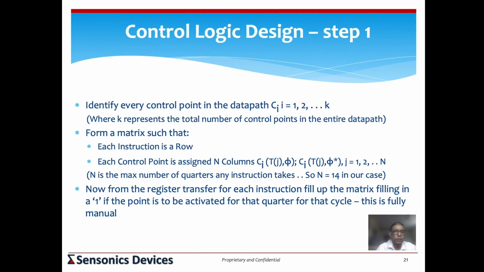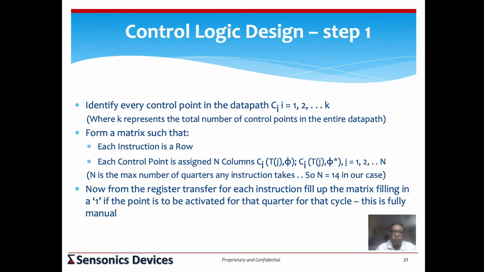At this point, what have we achieved? We have completed the flowcharts of all the instructions, and along with that we have obtained in every flowchart all the control points, the 14 quarters of values for every single control point.